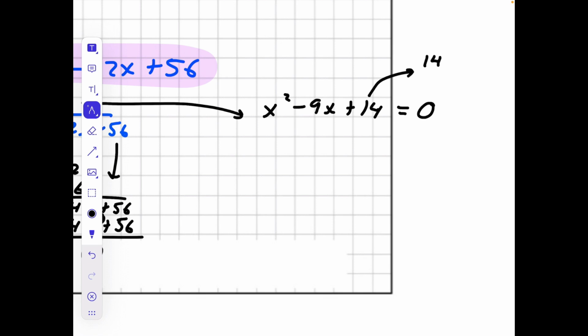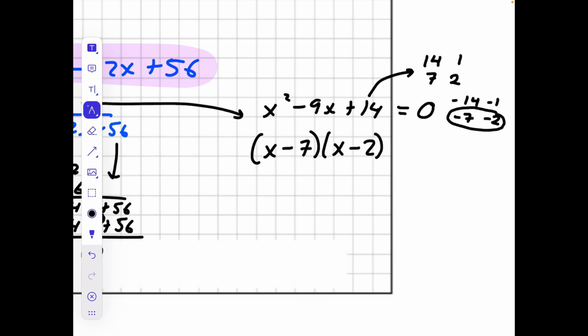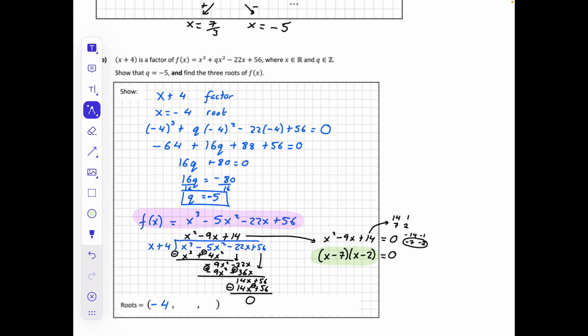Okay, so number 14 here, what can I multiply to give me 14? I could multiply 14 by 1 or 7 by 2. I could also multiply minus 14 by minus 1 or minus 7 by minus 2, because we're looking for positive 14. I'm looking for the combination that will add to give me minus 9x. So that will be minus 7 and minus 2. So we have x minus 7 and x minus 2 is equal to 0. This line here, so these are my new factors.